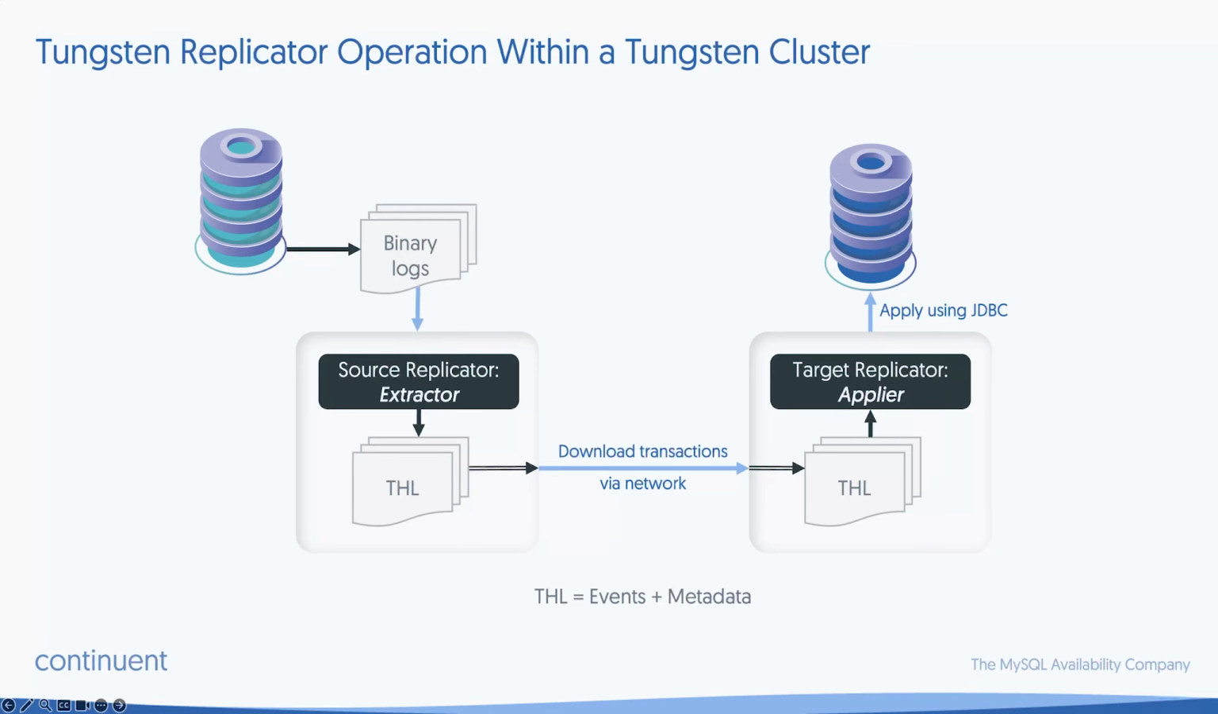And this diagram just highlights the process of the replicator. So here we show the replicator on the left in the extract role, reading and processing the binary logs and creating THL. At this point, the role of the extractor is pretty much complete. The replicators in the apply role are then responsible for pulling that THL across the network, and from there they then extract and reapply via JDBC into the target node.